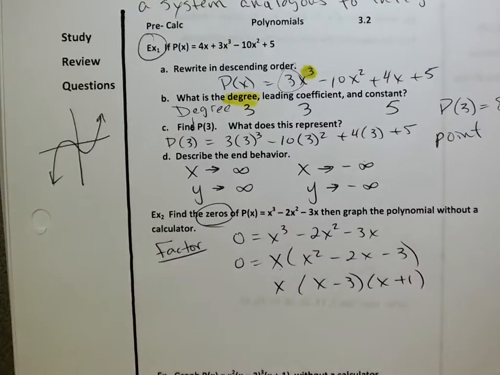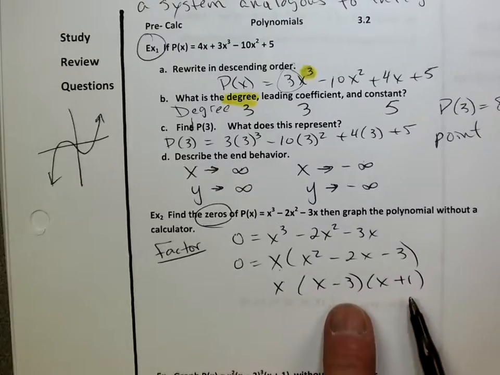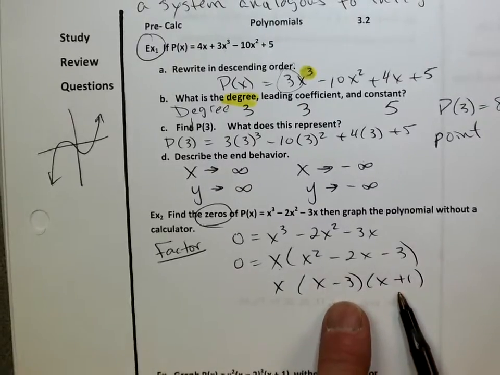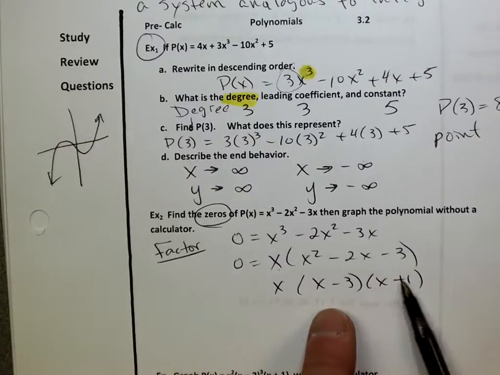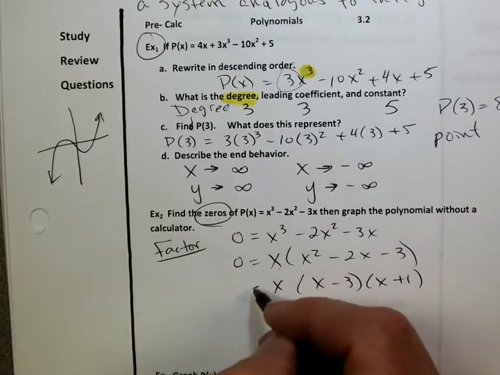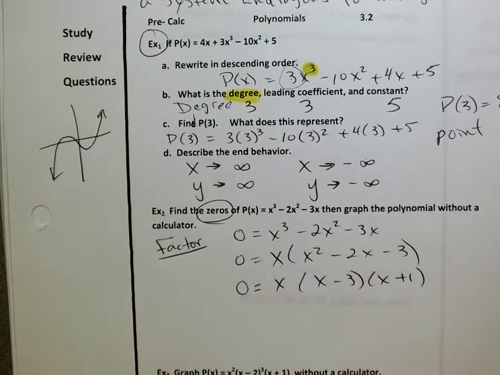Why are they right? Because he's smart. Yes, Wyatt is smart. But we know that negative 3 times 1 is a negative 3, right? And if we add them up, we get the negative 2, right? But we're not done. We have to solve for x. So we are going to get 3 answers.